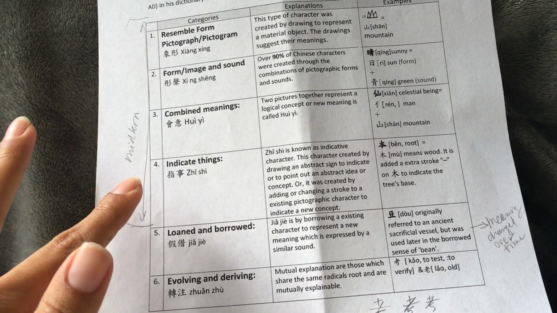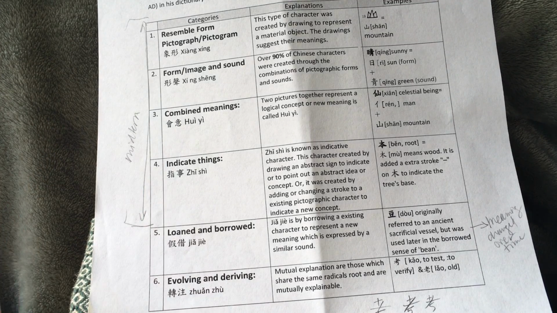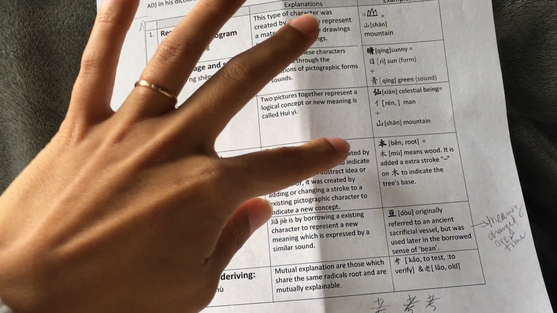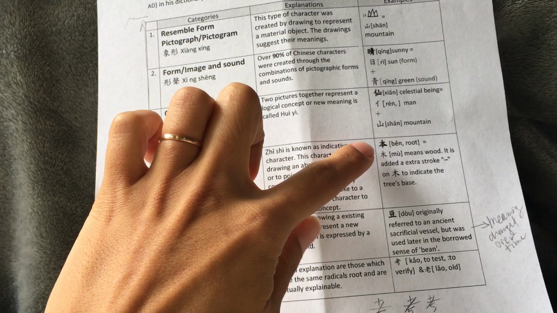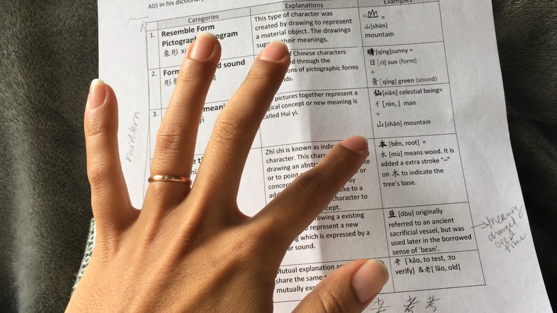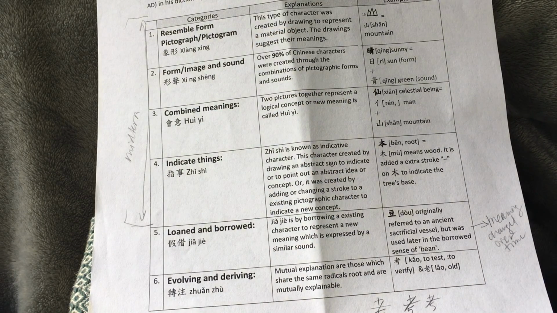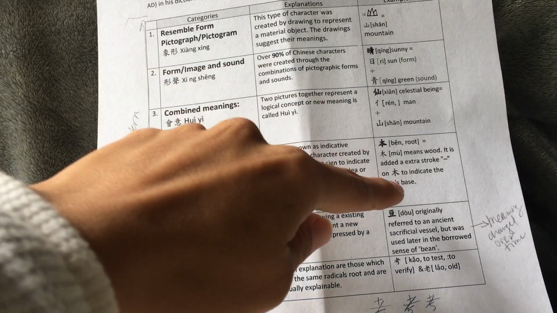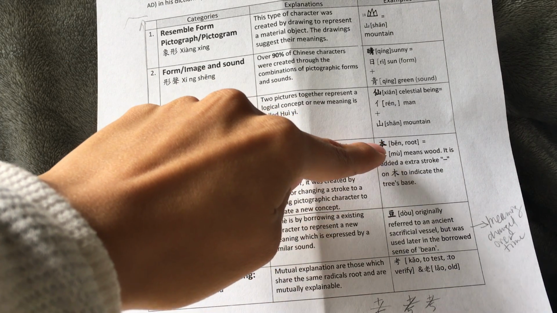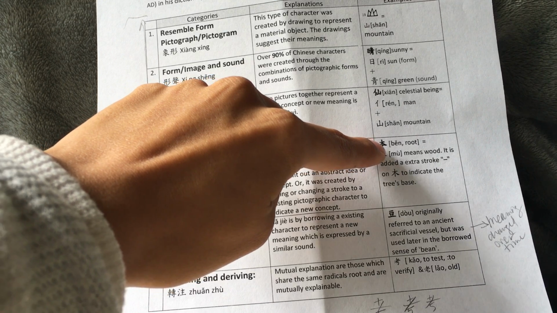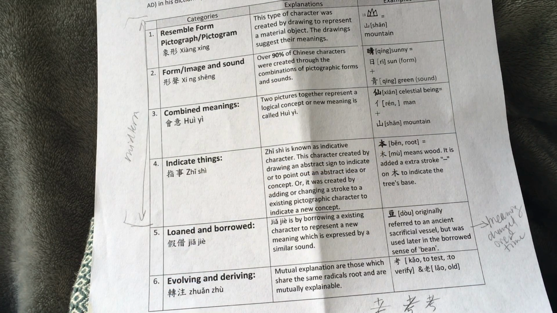A fourth kind we have here is to indicate things, which, for example, we have a picture of ben, or the character for ben, which is root, and it consists of mu, which is the character for wood, with a little stroke at the very bottom here. It's kind of hard to see with this image, but there's a little line at the bottom of tree or wood, and that indicates the base or the root of the tree. So that's describing a very specific part of something.